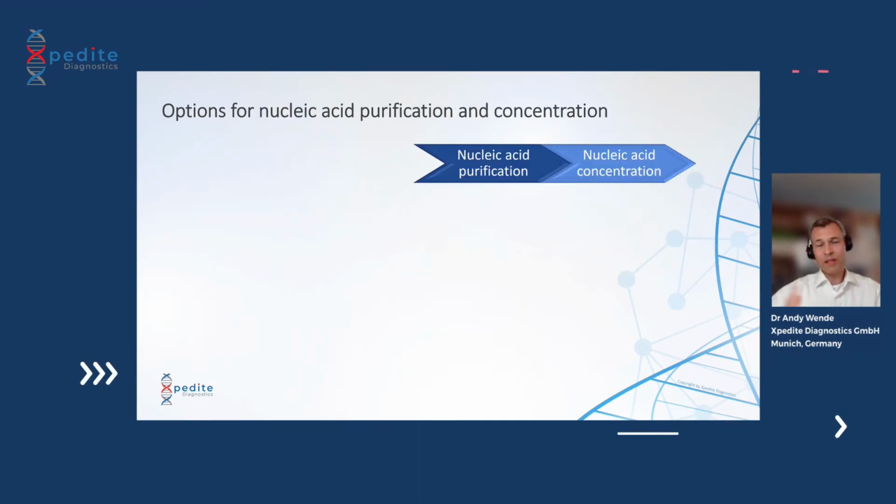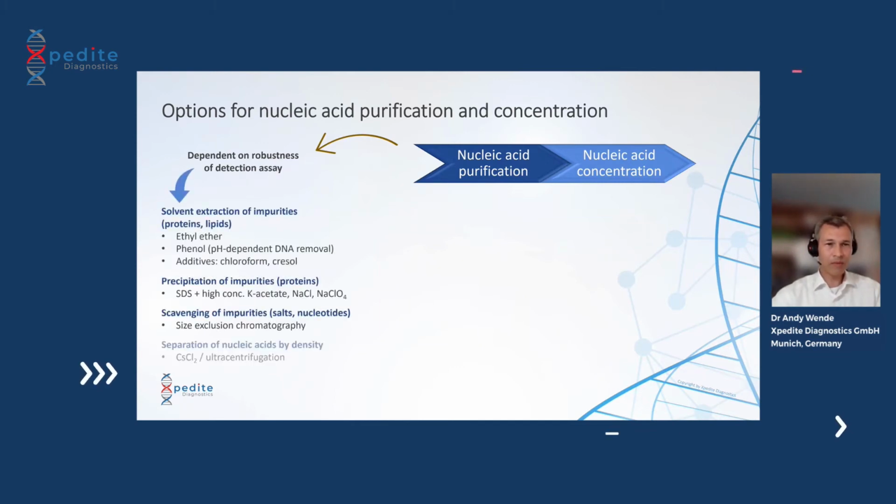So if you look at the second half of this workflow, we are at the nucleic acid purification. The degree of purification depends a little bit on how robust your assay is, what type of detection assay you use for detection. So there's really a wide variety of how to do the purification. And I try to summarize them a little bit and make certain categories.